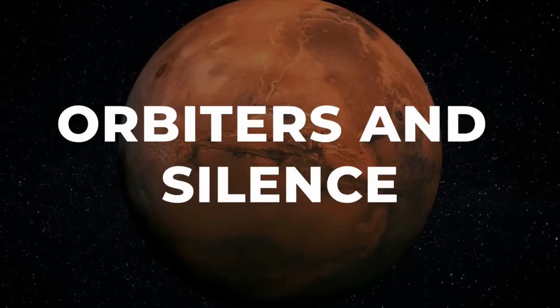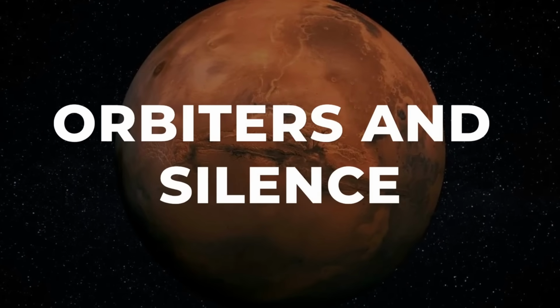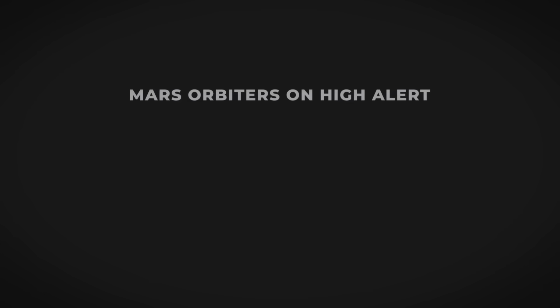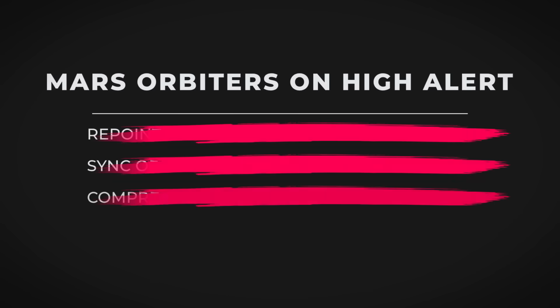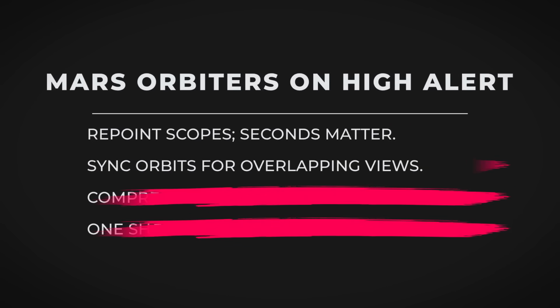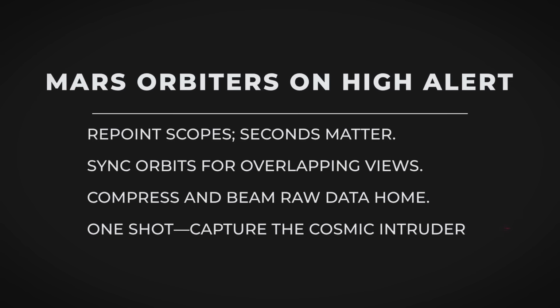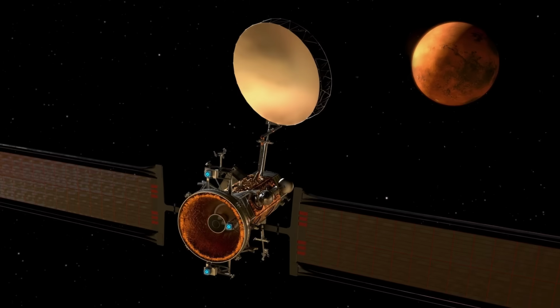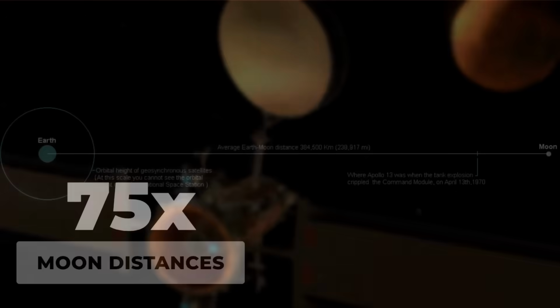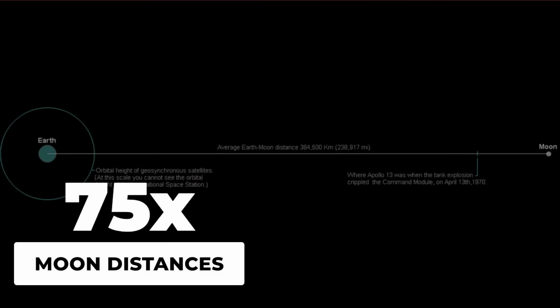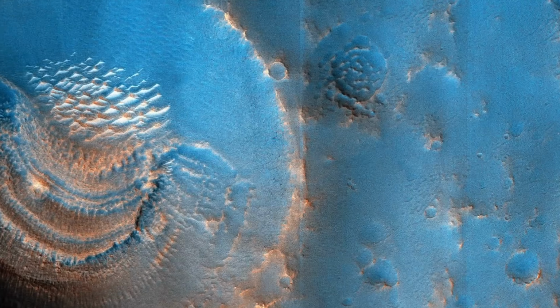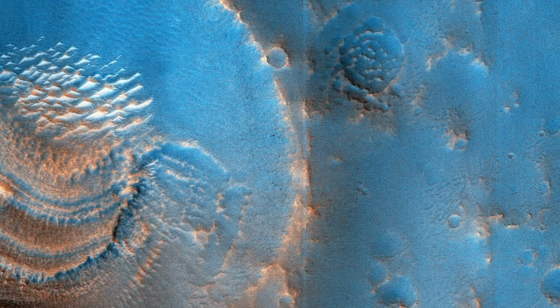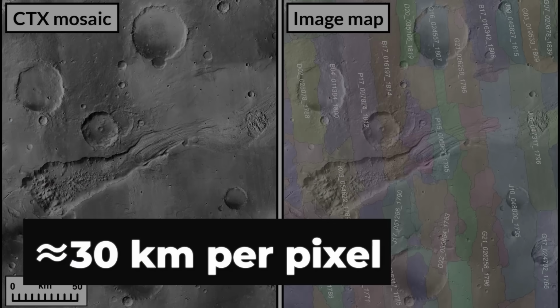Mars, for a brief window in early October, became the solar system's best vantage point on an interstellar visitor. Three orbiters, MRO with HiRISE, ESA's Trace Gas Orbiter carrying CaSSIS, and Mars Express with HRSC, were all tasked to catch 3I/ATLAS as it swept past at approximately 29 million kilometers. That's about 75 times the distance from Earth to the Moon, a gulf so vast that even the sharpest camera on Mars, HiRISE, would see the object as little more than a smudge. Its best-case resolution stretched to dozens of kilometers per pixel.